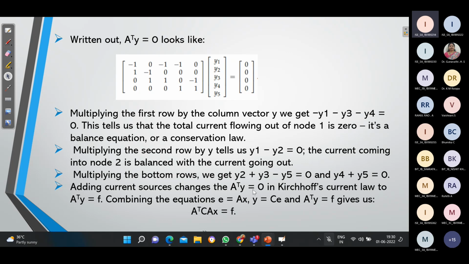Adding current sources changes A transpose y equals 0 in Kirchhoff's current law to A transpose y equals f, because there are some sources added, so the right hand side is no more 0. Combining the equations, we have e equals Ax and y equals Ce. In A transpose y, y is substituted with Ce. So we finally get A transpose C A x equals f. So this is Kirchhoff's current law.